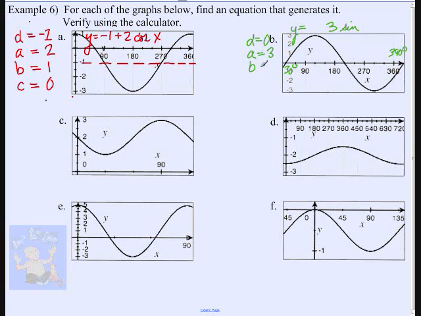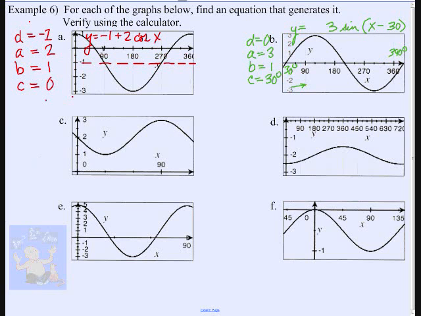period is just what you'd expect in the parent. My frequency is 1. I'm getting 1 cycle in 360 degrees. What about my phase shift? I do have a phase shift, don't I? It's going this way. It's going this way 30 degrees. So my phase shift is 30 degrees. So what is my equation going to look like? Y equals 3 sine, and then we're going to have parentheses here, x. Remember, it's minus whatever your phase shift is. So for a positive phase shift, minus 30.